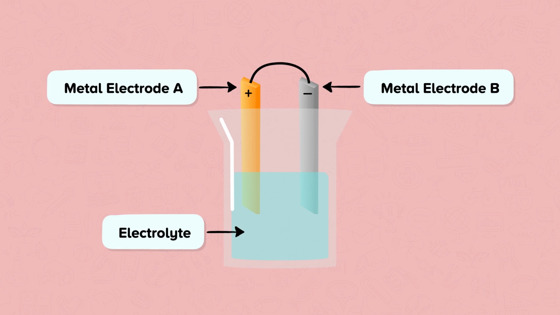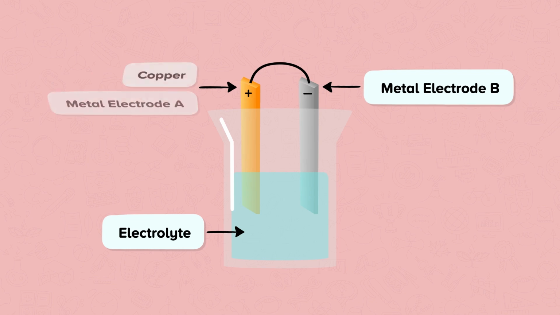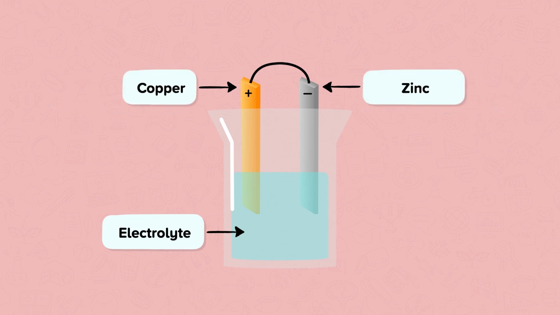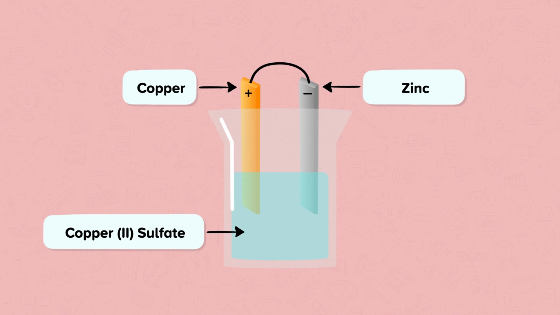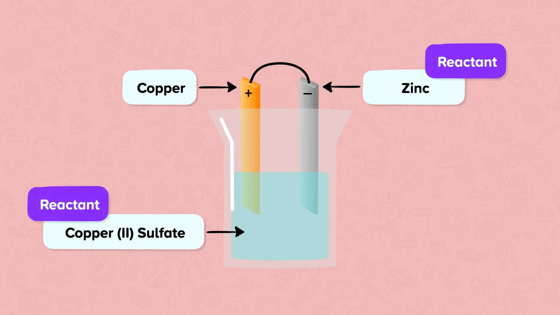This is an example of a chemical cell in action. In this example, the metal electrodes are made from copper and zinc. The electrolyte is copper 2 sulfate. Chemical reactions occur between the electrolyte and the zinc electrode. This means that the reactants in the reaction are zinc and copper 2 sulfate.